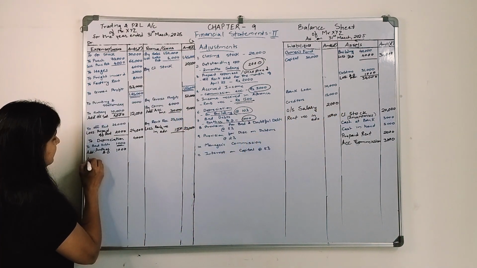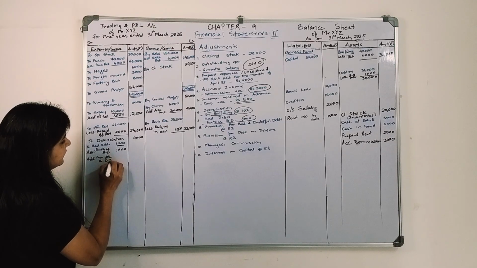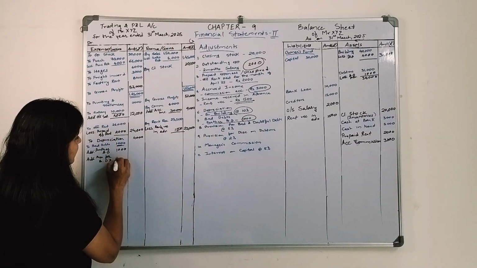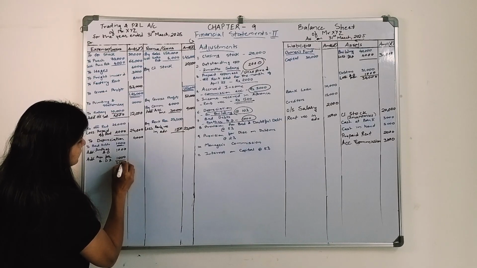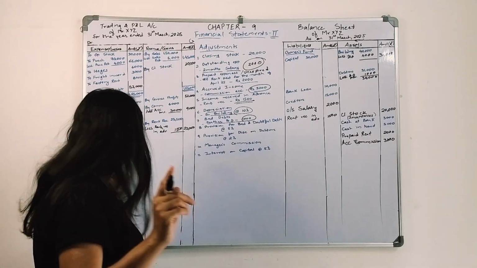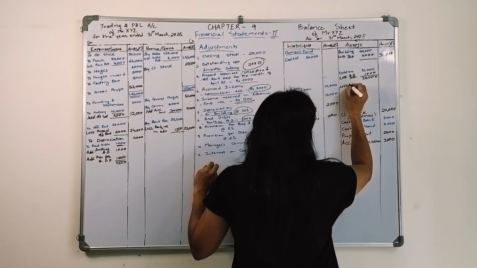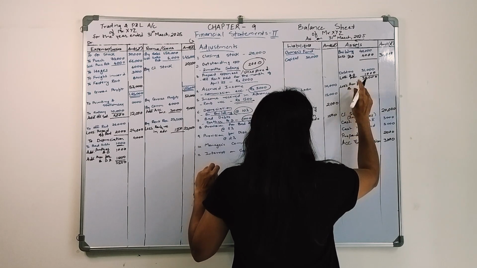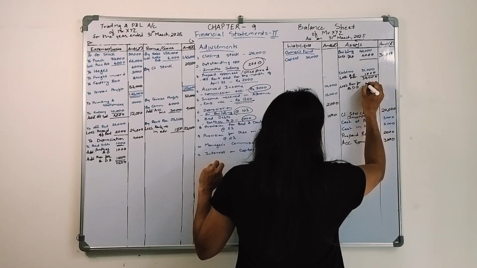So add provision for bad and doubtful debts. How much is it? 30,000. 5% of 30,000 is 1500. There's one more adjustment I want to do, that's why I have written it in the inner column. Here again we will deduct provision for bad and doubtful debts, 1500.